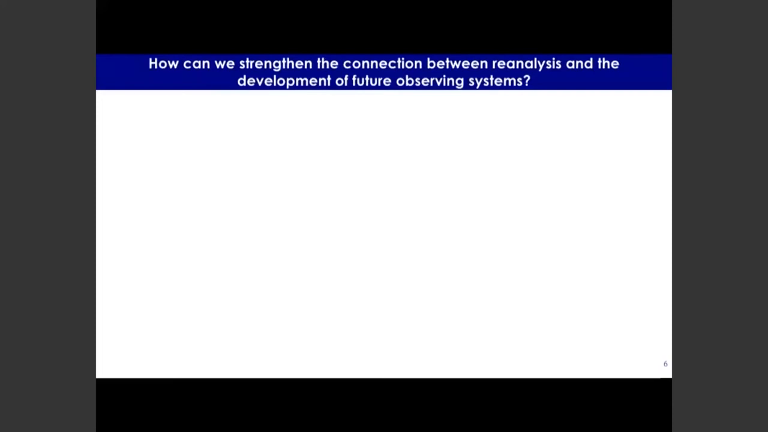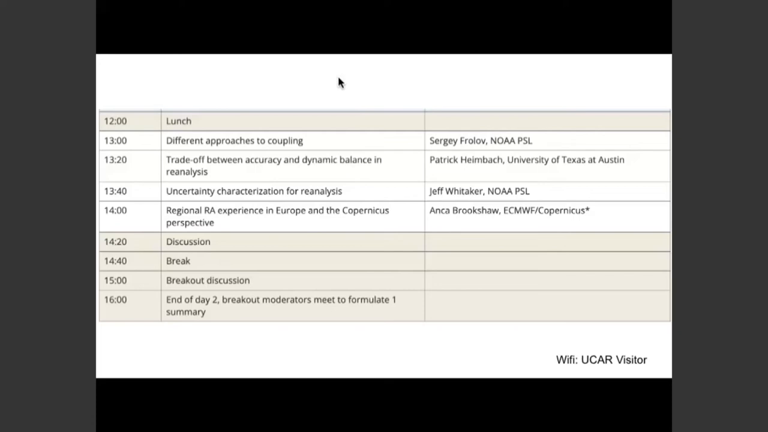All right, everybody. Welcome back. We'll continue now with session two, technological opportunities and limitations. To our, I guess, especially our European colleagues online, it's already a little bit late. So if you're still with us, we appreciate that. So the first speaker up will be Sergey Frolov, and he'll talk about different approaches to coupling.